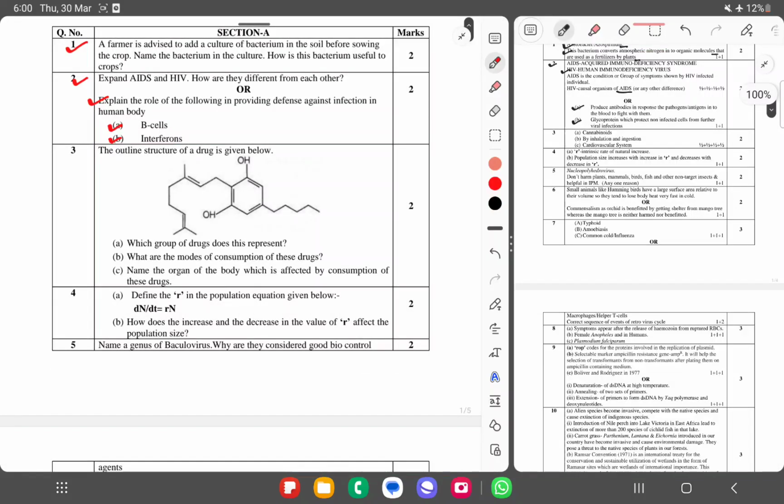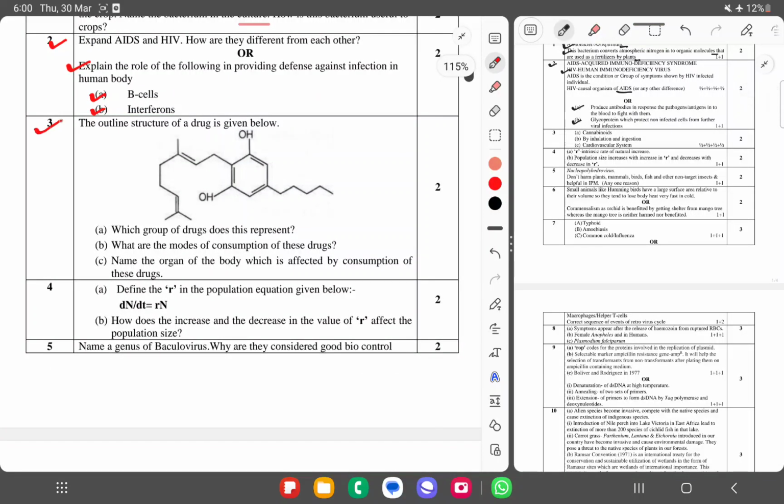Next one. Outline the structure of the drug given below. Which group of drug does this represent? What are the modes of consumption of these drugs? Name the organ of the body which is affected by the consumption of these drugs.